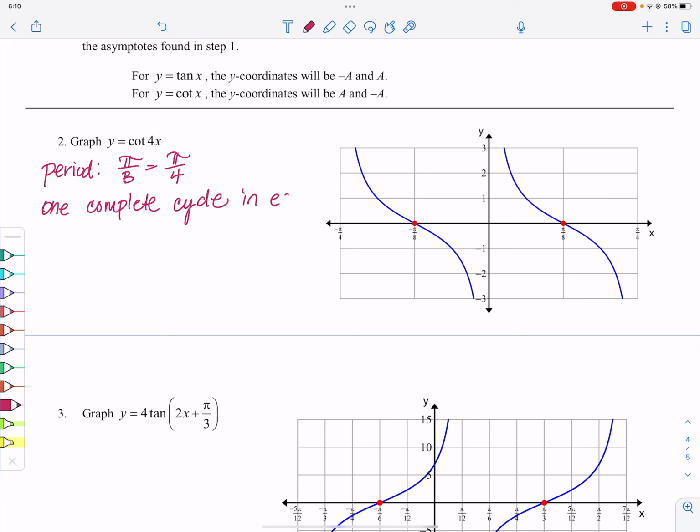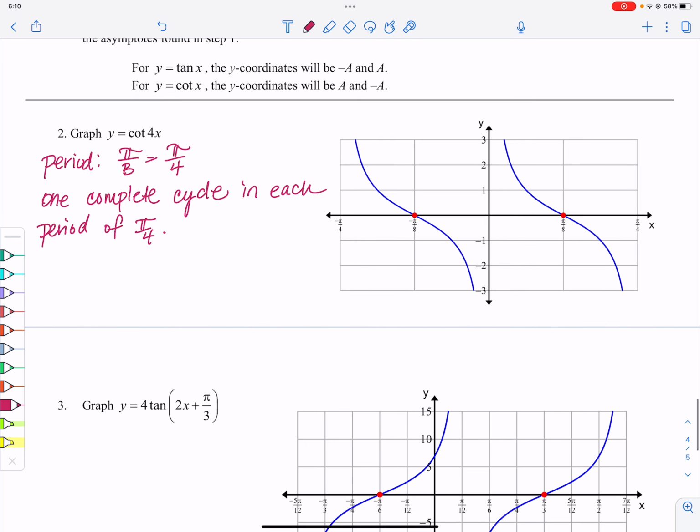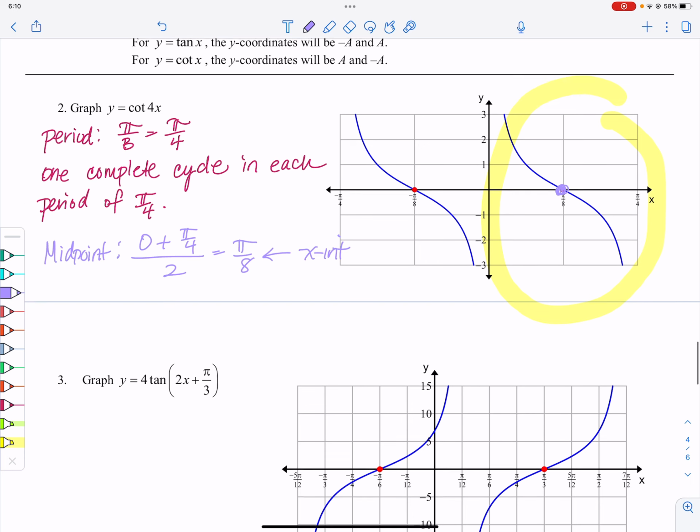In each period of pi over 4. So now, and you can see that right here. And so now we could look at this midpoint, and let's talk about the x-intercepts at these midpoints. So we'll take 0 plus pi over 4 and divide by 2, and that comes out to be pi over 8. And that is an x-intercept right here. And you could do that on each interval.